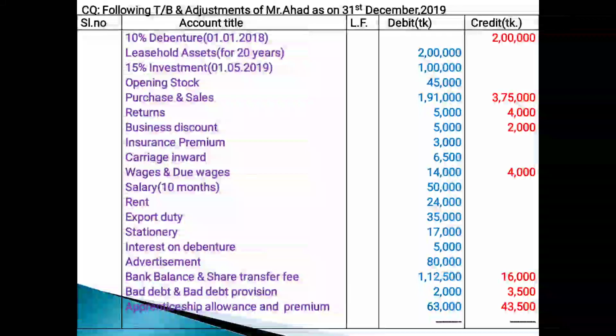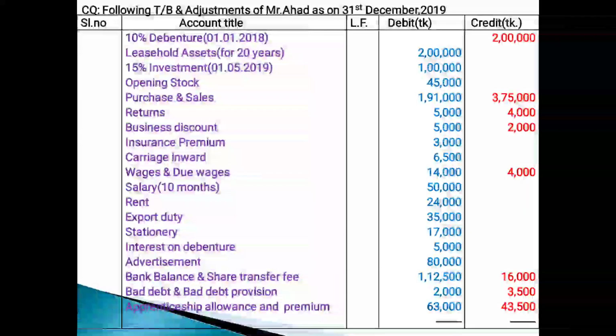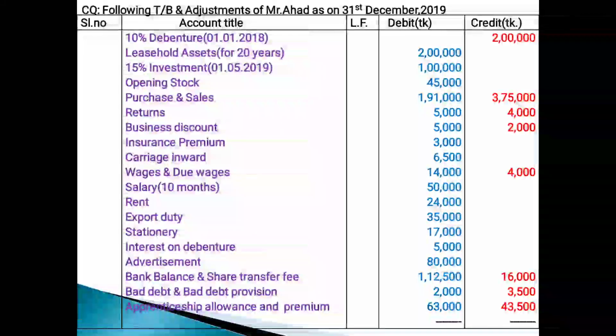Opening stock. This is the first item of cost of goods sold. Purchase and sales. Purchase is the biggest expenditure of any business. Sales is the biggest income source of any business. Returns. Debit return is sales return. It is deducted from the sales amount. Credit return is treated as purchase return. This amount is to be deducted from the total amount of purchase.